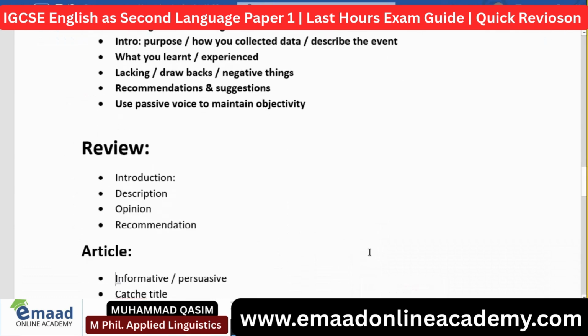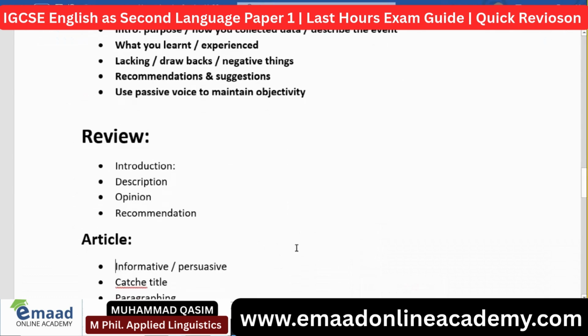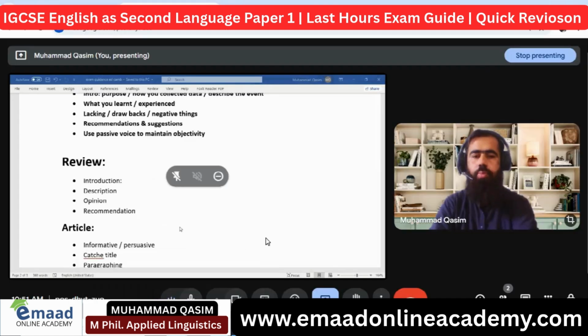Now in a review, you bring the introduction paragraph first, then description, then opinion, and then recommendation. In the introduction, you bring things like what you are reviewing, where it is, and what that thing is. In the description, you can describe its location and other features. For example, in a review of a restaurant, you can add its staff behavior, menu, services and facilities.